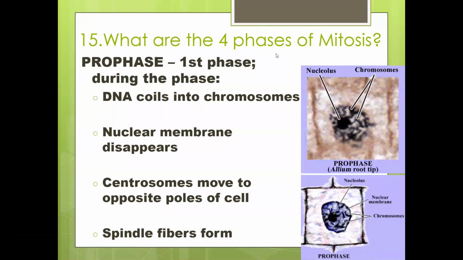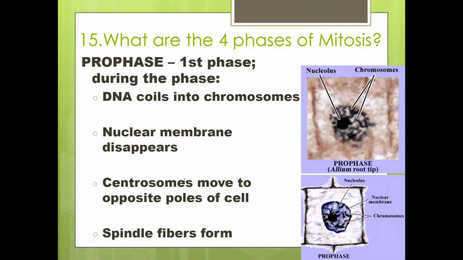So prophase is the first part of mitosis, and during that phase, your DNA is coiling into chromosomes. So it's that chromatin coiling and coiling and coiling around histones to form itself into chromosomes. The nuclear membrane is disappearing. So the nuclear membrane, the wall of the nucleus effectively, that goes away.